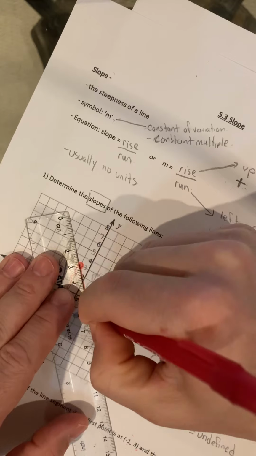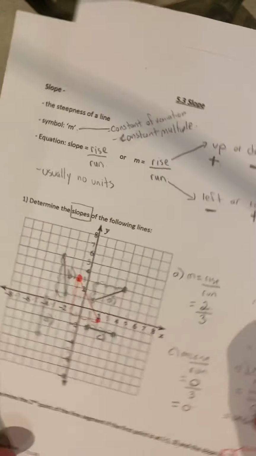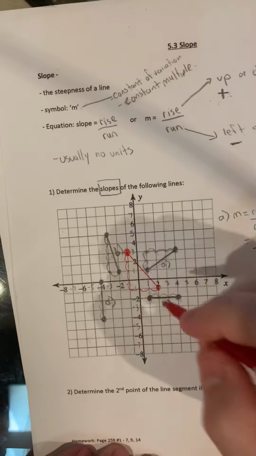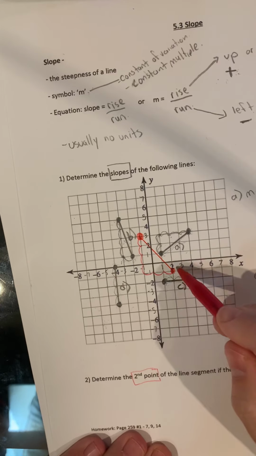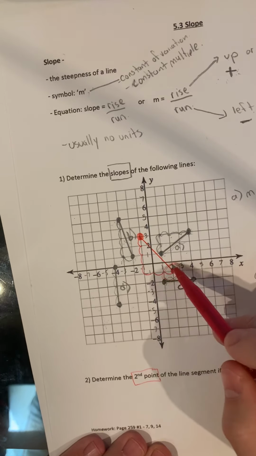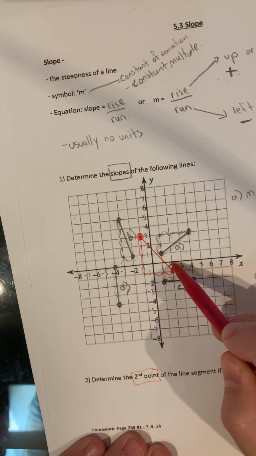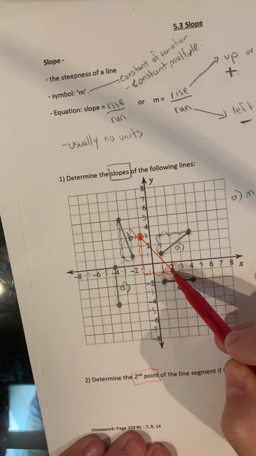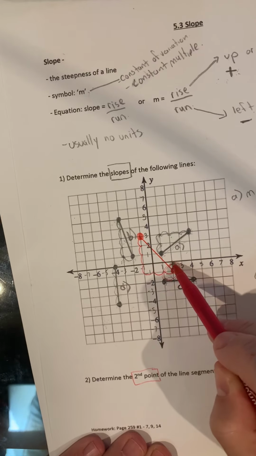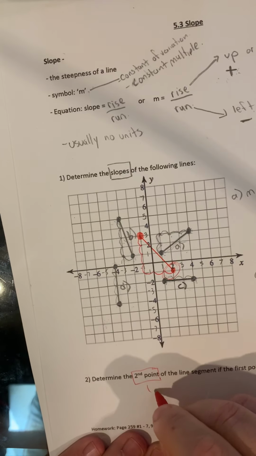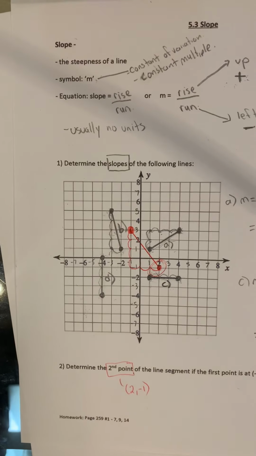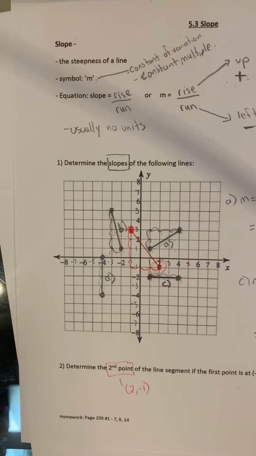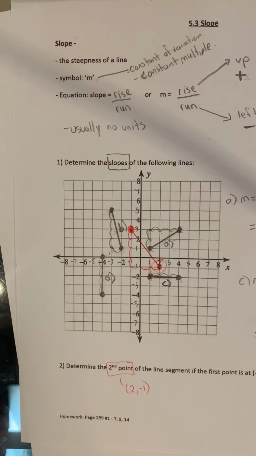It doesn't ask us to draw the line, but I'm going to do so. So it asks what is the second point. The second point is this here. So that would be our x-axis, it's 2. And then we go down to -1. So our second point is (2, -1). Okay.